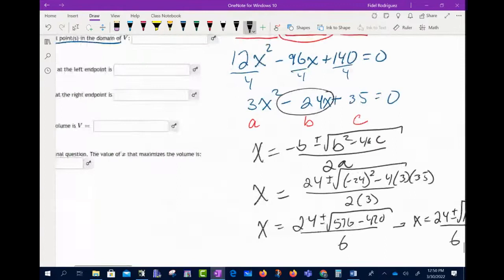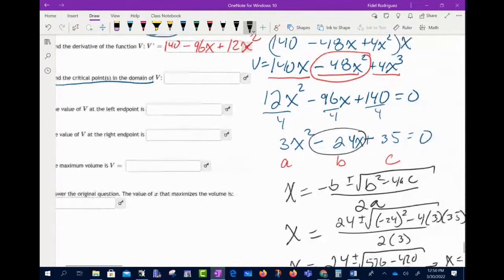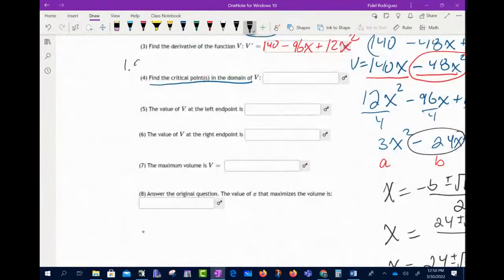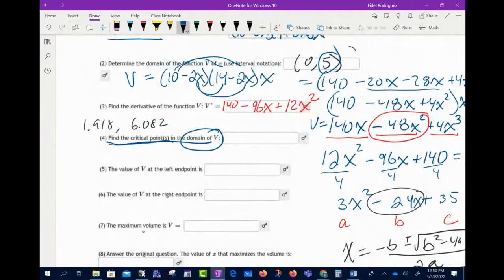Now, I'm going to scroll back over here and look at the question for number 4. Remember the two numbers we came up with? One of them was 1.918, and the other one was 6.082. Look at the directions on problem number 4. It says, find the critical points in the domain. You remember what our domain was? We wanted numbers between 0 and what? 0 and 5. So which number would I use? Well, they're both positive, right? But I would use the 1.918, because that's the number that's between 0 and 5.